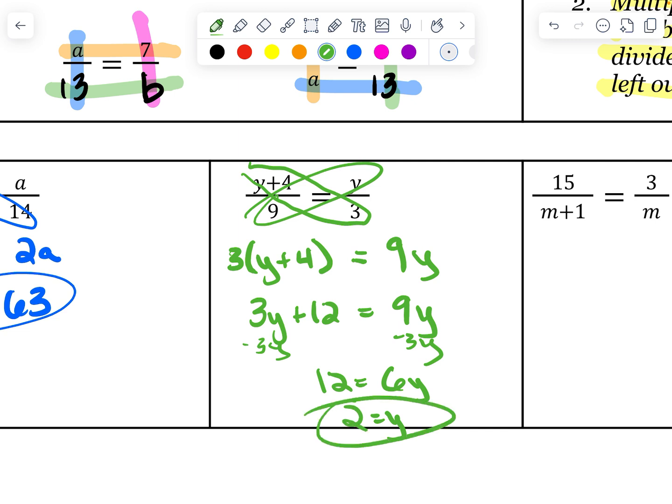And you can always check your work, y'all. So if I come back in here to check my work, I know that y equals 2, so that's going to be 6 over 9. Is that equal to 2 over 3? Plug it in your calculator. They're the same.